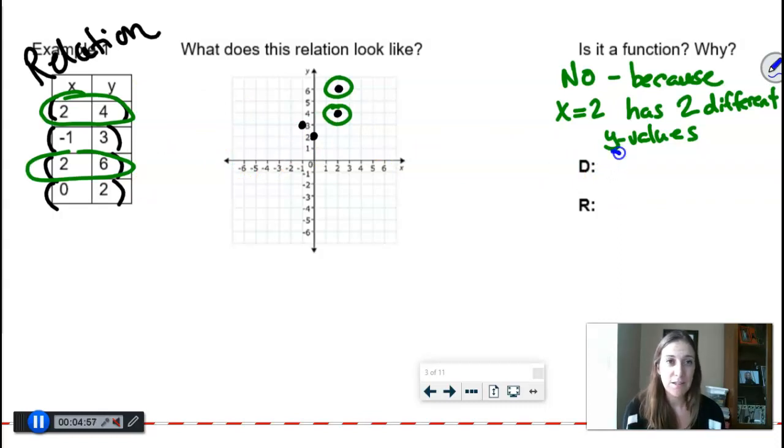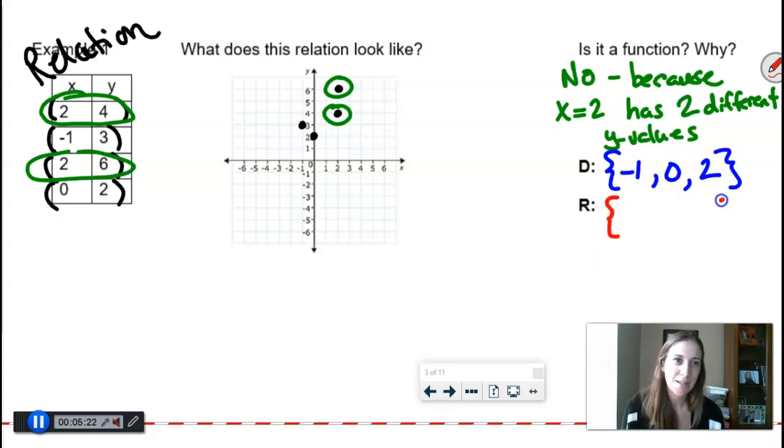And if you want to get really fancy, you can use what's called set brackets. They're not parentheses, they're not brackets, those weird squiggly things. So I'm just going to list out my x values. It's proper to put them in numerical, increasing order, but if you don't, it's okay. And the other thing is because 2 shows up twice, don't write it twice. It's a listing of every x that shows up. So list it once. Our range remembers all your y values.